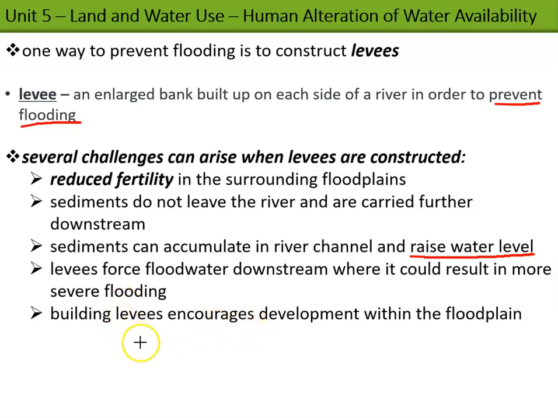And in addition, when we build levees and you take away that seasonal flooding that occurs, you actually get more development in the floodplain because people don't have to worry about flooding so often. At least they think they don't. And they really don't for most of the time.